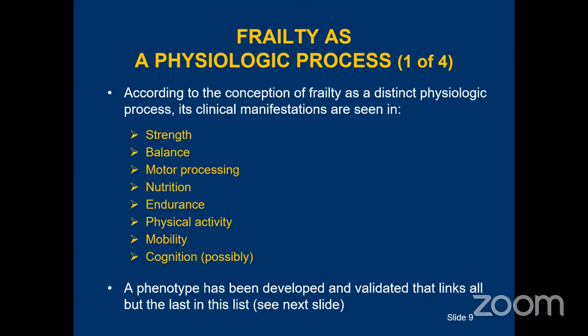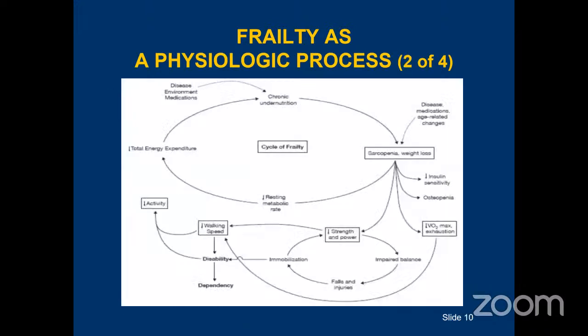So now, frailty as a physiological process. According to the conception of frailty as a distinct physiological process, its clinical manifestations are seen in strength, balance, motor processing, nutrition, endurance, physical activity and mobility, and possibly cognition. A phenotype has been developed and validated that links all of them except for the last one. So this is the phenotype as you see it here.